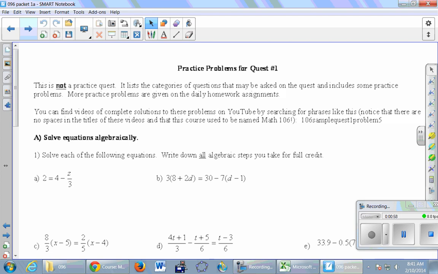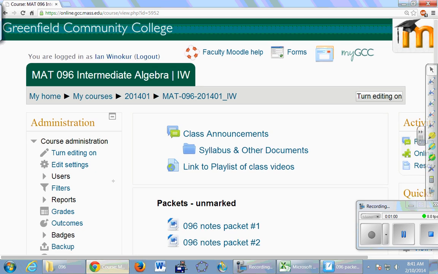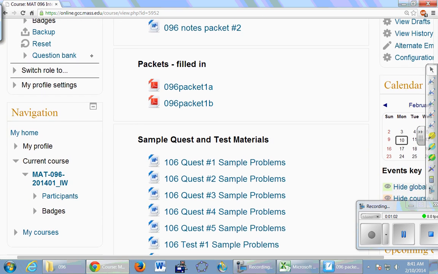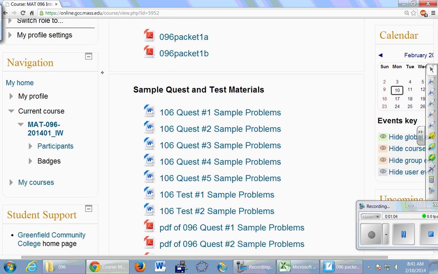I will also point out that if you go onto Moodle, here's our page, and you take a look down here, there's a section I've called Sample Quest and Test Materials. The Word document is just a clean version of the thing you have in your packet. If you do them in the packet, but you mess something up and you want to reprint just the quest problems, you can do that.